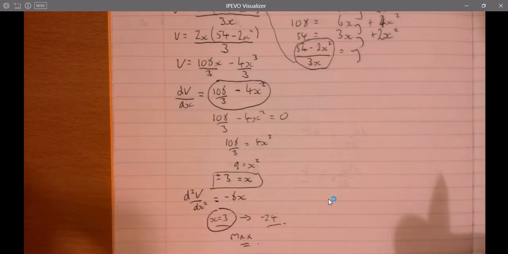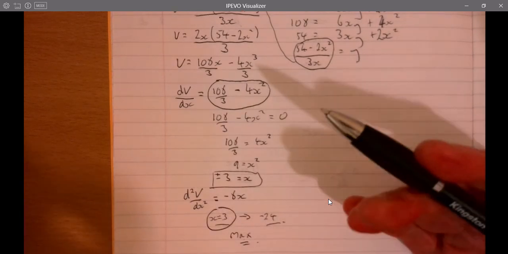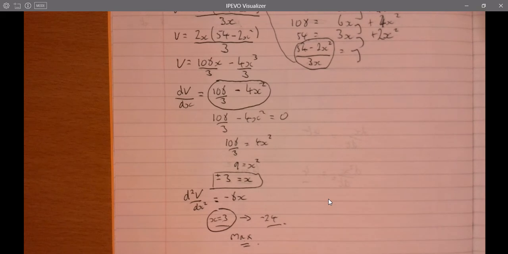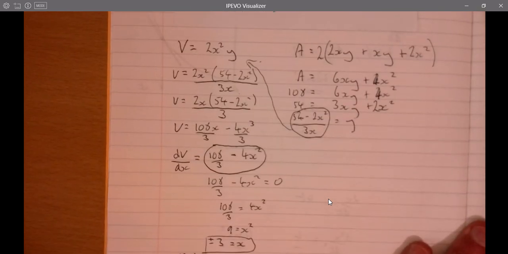So don't forget at this point, now we've got x equals 3, we need to substitute that back in, because we actually want to find out what the maximum volume is. So remember the volume is 2x squared y. Just move that back so you can actually see that. There we go.